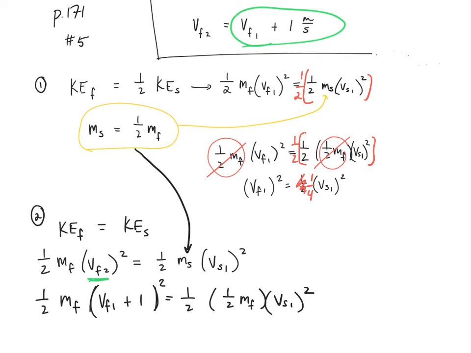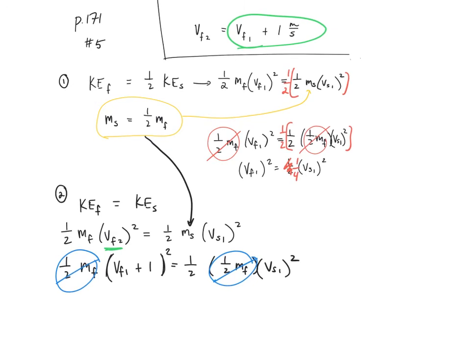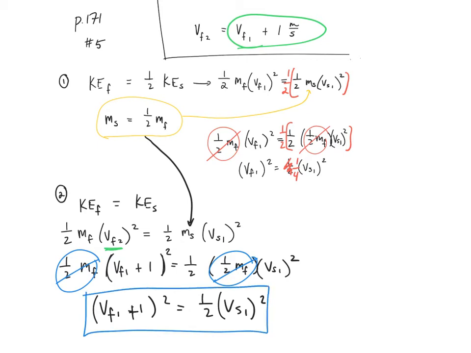So now what happens is that this 1/2 mf cancels with this 1/2 mf right there. That equation then becomes Vf1 plus 1 quantity squared equals 1/2 Vs1 quantity squared. And now I'm going to circle in, I don't know what color, I guess I'll use blue. I'll box in the 2 in blue that are important. So we've got that relationship and we've got that relationship.